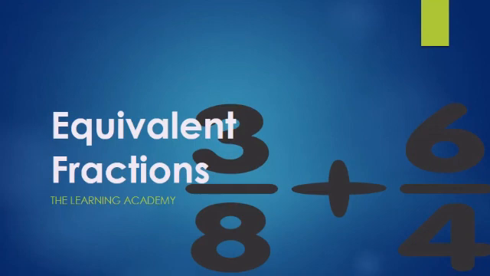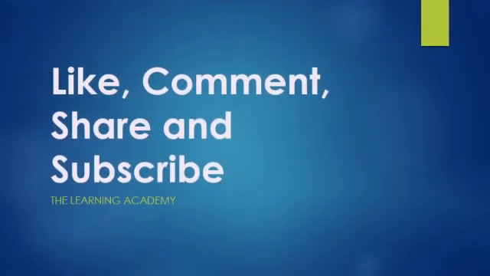Review the rules that apply to equivalent fractions. So in order to make or create equivalent fractions, you multiply or divide the numerator and the denominator by the same whole number. You only multiply or divide, never add or subtract.